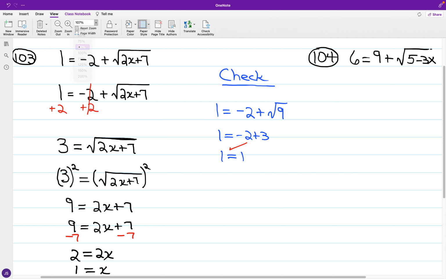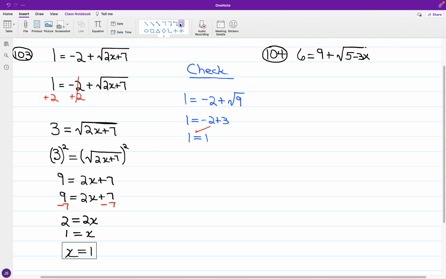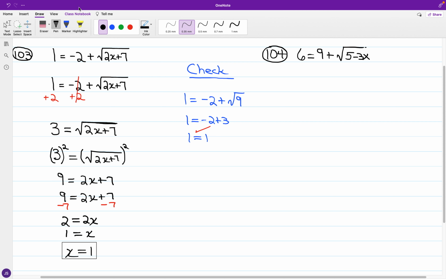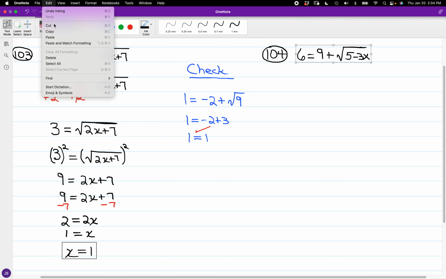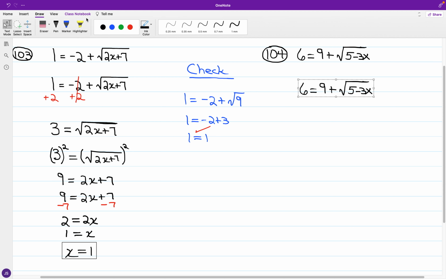In looking at this equation, again we have just a single variable term in x, and that is the square root of 5 minus 3x. Looking at isolating the radical, I can take 9 away from both sides of the equation. So 6 minus 9 is negative 3, and we have that negative 3 is equal to the square root of 5 minus 3x.